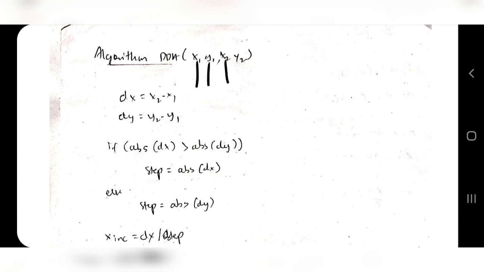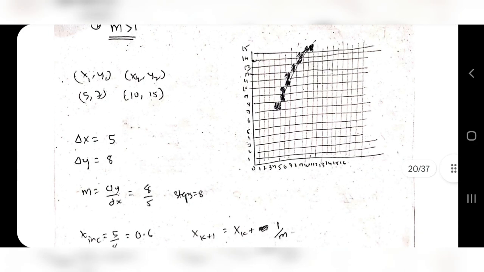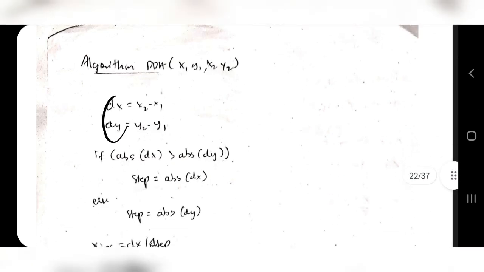We have two points x1, y1 and x2, y2. What is dx? dx means change in x. How much is the total change? That is delta x, which is x2 minus x1, the final point minus the initial point. How much x has changed in total and how much y has changed in total: delta x and delta y, that is x2 minus x1 and y2 minus y1. So dx and dy are taken.